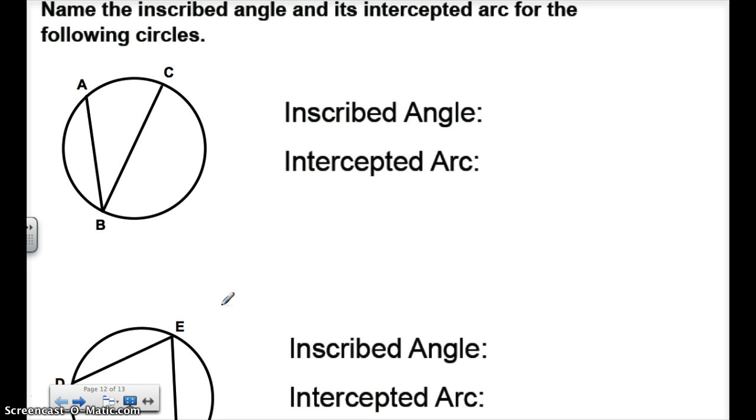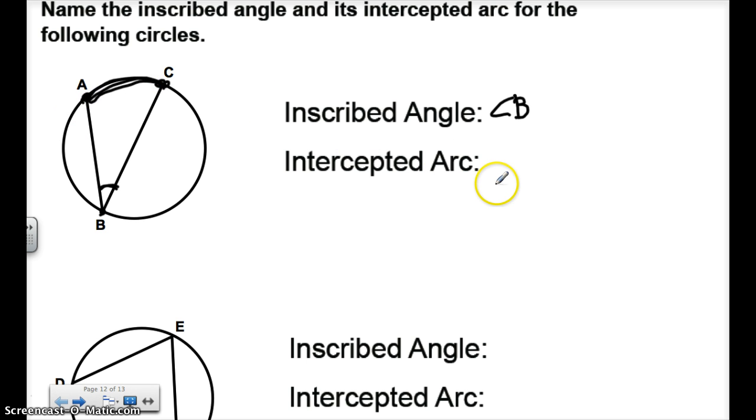Right now, we're just going to work on naming the inscribed angle and its intercepted arc for the following circles. Well, the inscribed angle here would be right here, right? This would be our inscribed angle, angle B. So we just have to say our inscribed angle is angle B. That's the angle on the vertex. What's the intercepted arc? The intercepted arc is this guy right here. This is what our intercepted arc is.